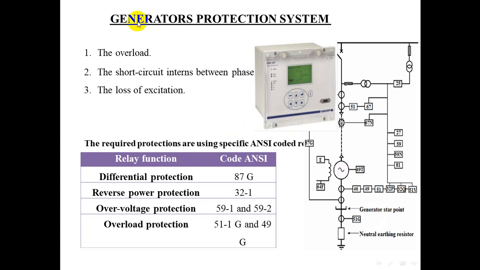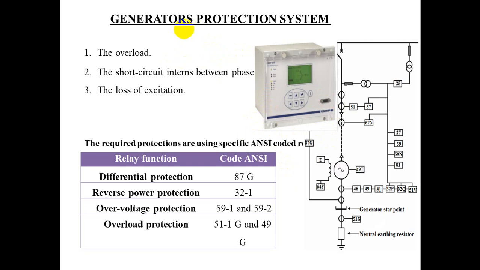Protective relays, as shown in this picture, that we will explain now. Protective relays to detect the faults occurring outside the generators, like this type of relays. It's used to detect the faults occurring outside the generators. 2. Protective relays to detect faults occurring inside the generators.